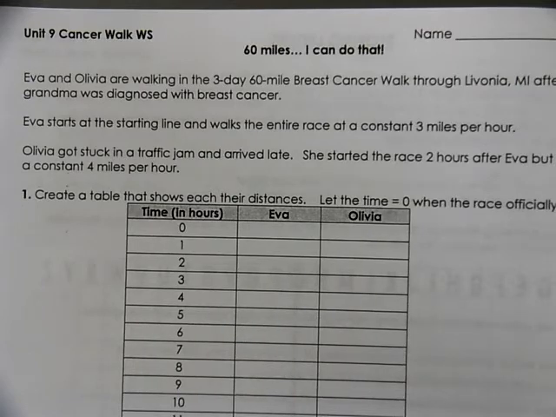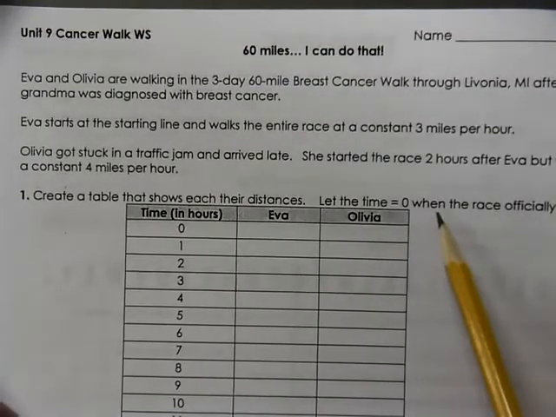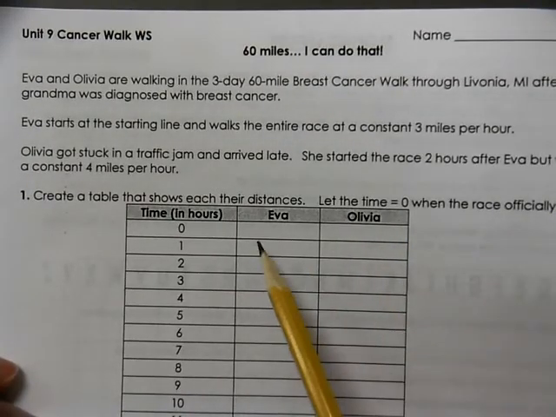at a constant 3 miles per hour. Olivia got stuck in traffic and arrived late. She started the race 2 hours after Eva, but walked at a constant 4 miles per hour. Let's create a table that shows the distance. Let 0 be the time when the race started.